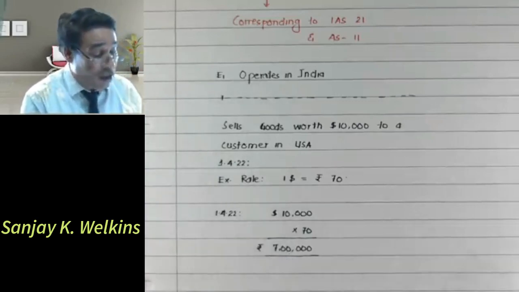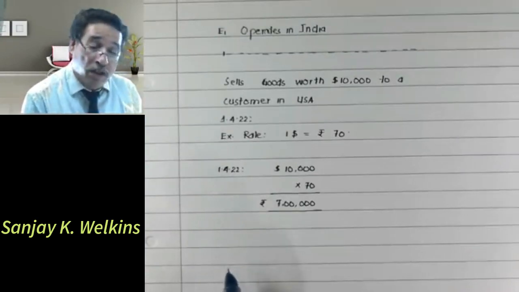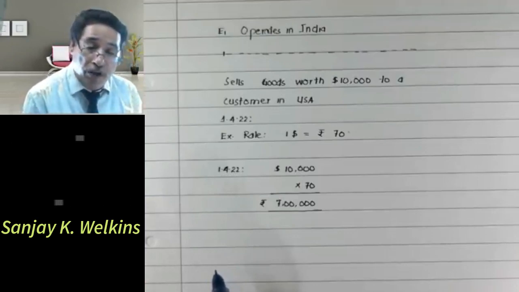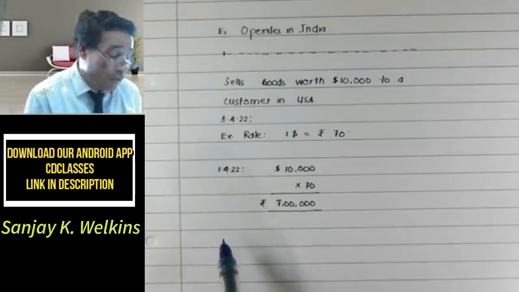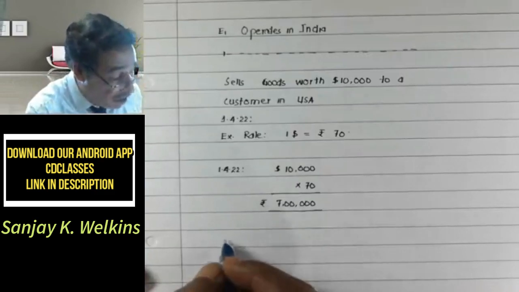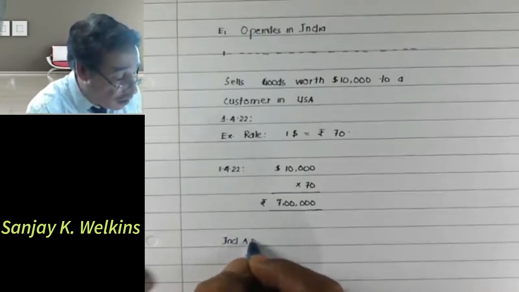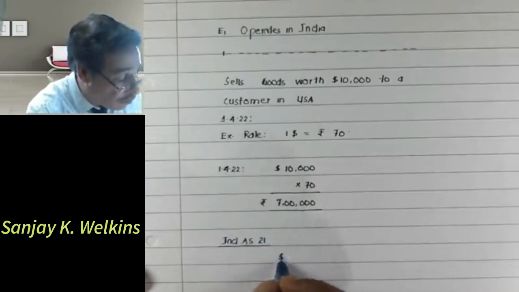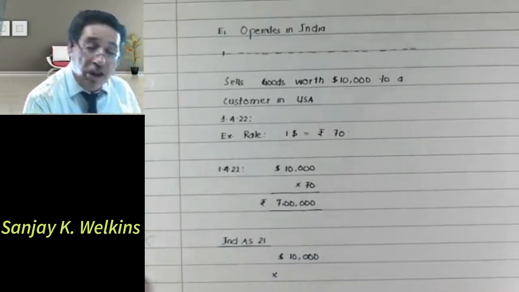Now the problem is that we are dealing with Ind AS 21. Now Ind AS 21 says something different. It says that the transaction will be recorded not in home currency, rather we will have to record this transaction in functional currency. That means if I am going to apply Ind AS 21 to record this particular transaction, I cannot blindly multiply $10,000 with the Indian currency rate of ₹70.